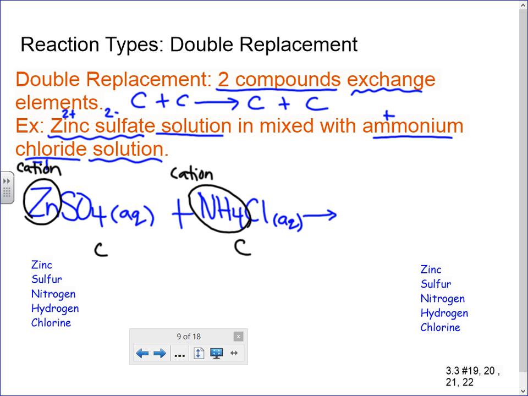So in the end, zinc will go over here, and ammonium will go over there. So the result will be zinc with chlorine, sulfate with ammonium. You could imagine that it's the anions that are exchanging. It would be exactly the same thing. I like to pick the cations because they're first. But honestly, you could say that sulfate and chlorine are changing spots, and you would get the same exact answer.